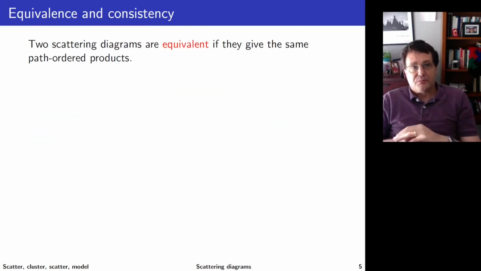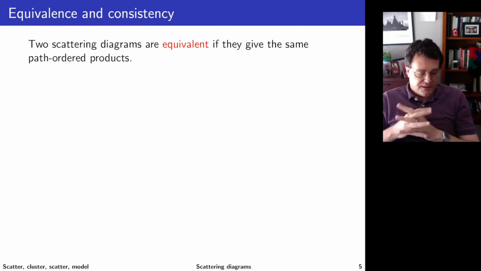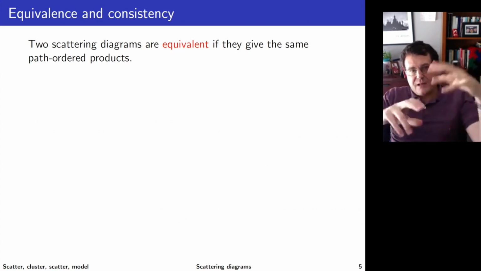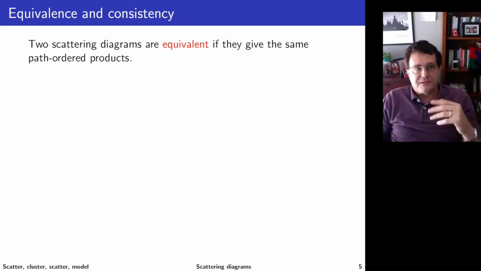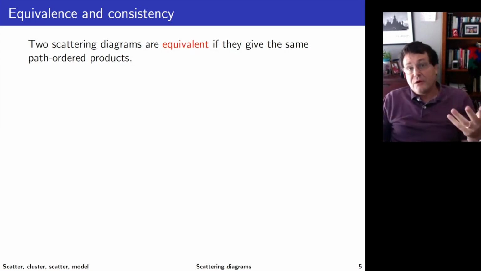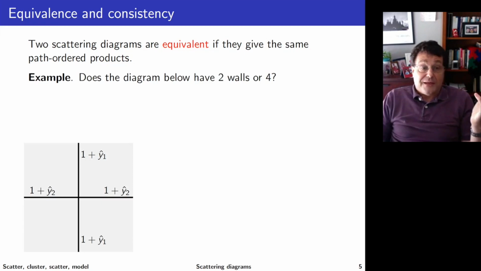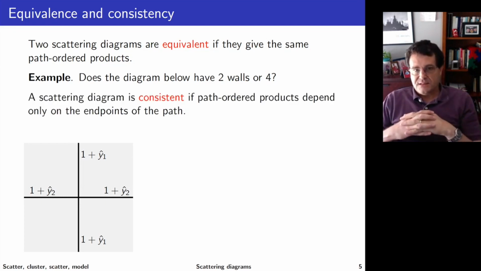Okay, I need to tell you the two most important concepts about scattering diagrams, because the scattering diagram example I just put up, where there were just random rays going out, was sort of a dumb example. Two scattering diagrams, first of all, are equivalent if they give the same path-ordered products. So for example, this scattering diagram, does it have two walls or four? Right? I just said codimension 1 cones. My cones could be lines. My cones could be rays. And the answer is we don't care. They're equivalent.